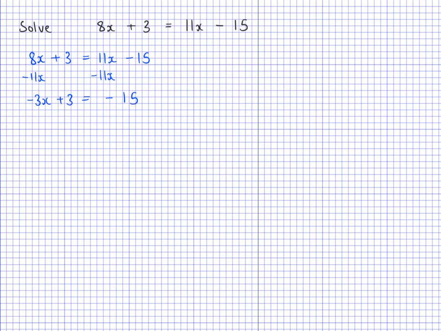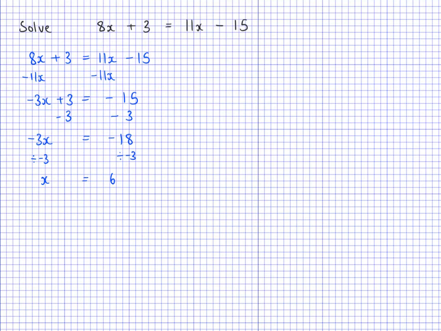Now I'm going to take away 3. So take away 3 here, and take away 3 here. This will leave me with negative 3x equals negative 18. So negative 15, take away 3 is negative 18. Now if I want to solve this for x, I can divide this side by negative 3. That will leave me with x, but then I'll have to do it to this side as well. So I'm going to divide by negative 3, and I'm also going to do it to this side. This leaves me with x on this side, and on this side, negative 18 divided by negative 3 is positive 6. And this is my answer.